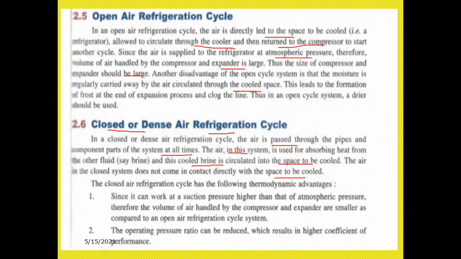Closed air cycle has the following thermodynamic advantages. So what are the advantages here? Since it can work at a suction pressure higher than the atmospheric pressure, the volume of air handled by the compressor and expander is smaller than that of the open refrigeration cycle system. Next, what is the second point here?